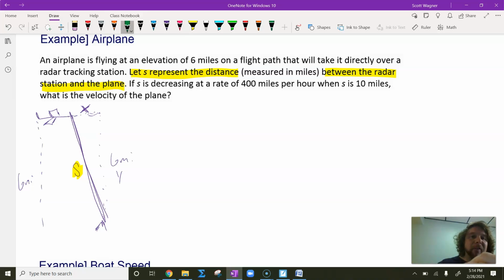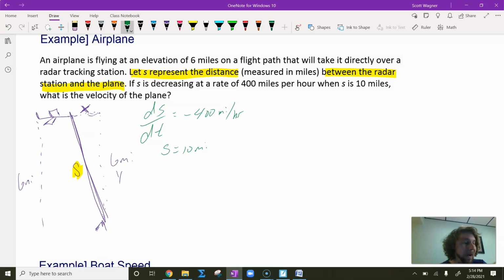All right, so let's see what we can do right here. We have a couple things that we have. We have ds/dt. We have the change of the distance that the plane is from the radar station compared to the change of time, which is negative 400 miles per hour. Notice I say negative because it's decreasing. Okay, so we also have a specific s value, which is equal to 10 miles.